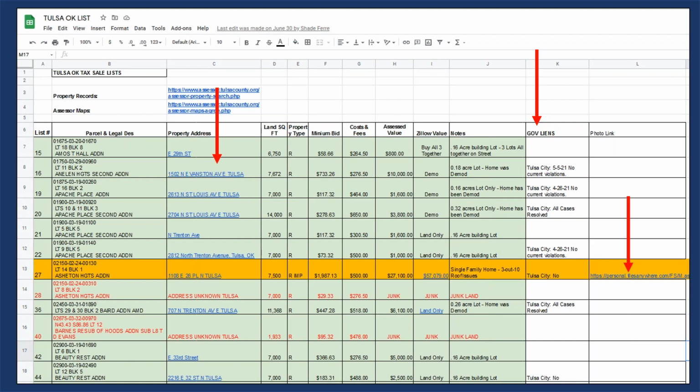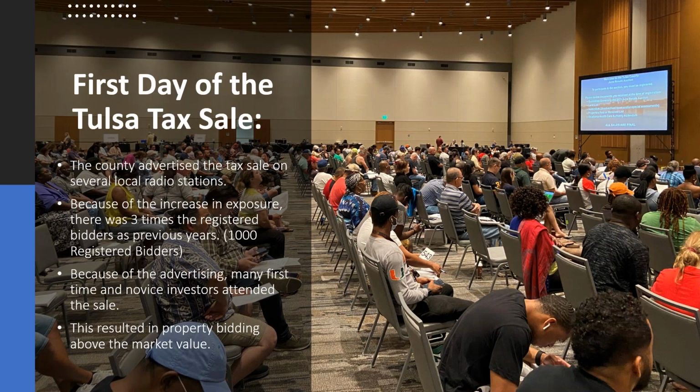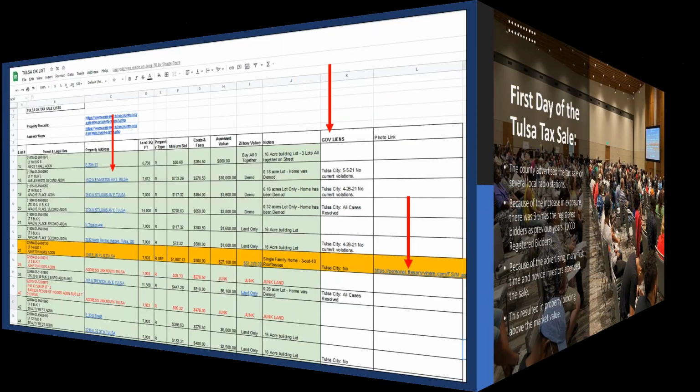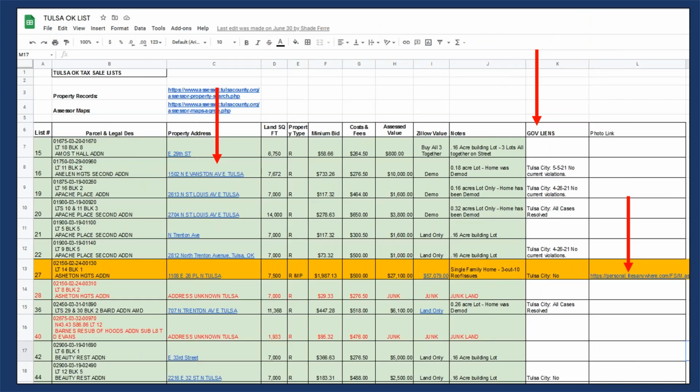Yeah. In fact, we had a color coordinating system here. Everything that was shaded in green was land. And then we had the other properties. Let me back up here one. The improved properties were in a different color. We also changed the color on the properties that we had seen in person and had images for, and you can see the links there.